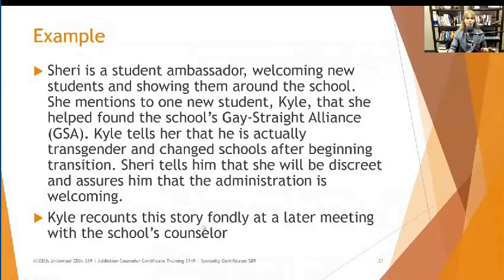So another example that they gave in the Teaching Social Justice handbook is this. Sherry's a student ambassador, welcoming new students and showing them around school. She mentions to one new student, Kyle, that she helped found the school's Gay-Straight Alliance. Kyle tells her that he's actually transgender and has changed schools after beginning transition. Sherry tells him that she will be discreet and assures him that the administration is welcoming. Kyle recounts this story fondly at a later meeting with the school's counselor.